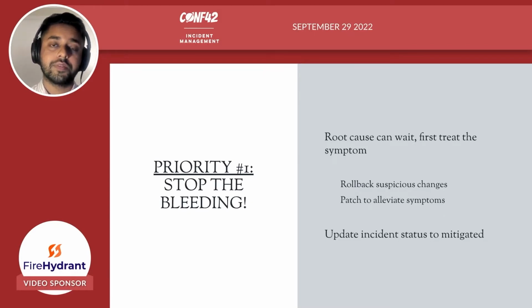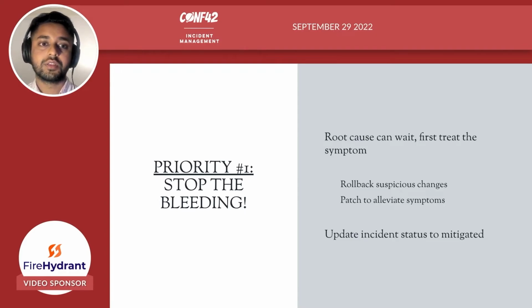The first priority of the incident response process here is always to stop the bleeding first. The root cause can wait if it's not immediately clear. Oftentimes it is, but if it's not, we need to first treat the symptoms. So this may involve rolling back suspicious changes. If some services were deployed, if some experiments were rolled out, if some config flags were changed during this time, even if we don't feel, based on our knowledge of the systems, that these changes should cause this incident, if the timeline aligns, it's still worth rolling them back just to rule them out.